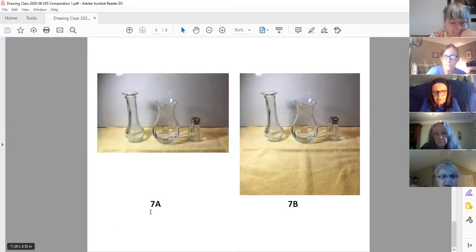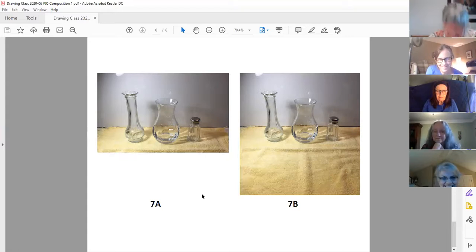Okay. I think 7B with a little bit more foreground in front of it. So you would prefer 7B? Yeah. But not quite as much as that. I'd like it like a third back. Well, you don't have any choices. The two choices are 7A or 7B.